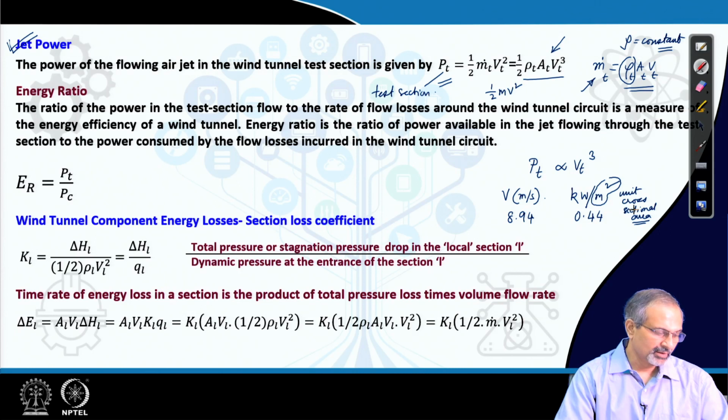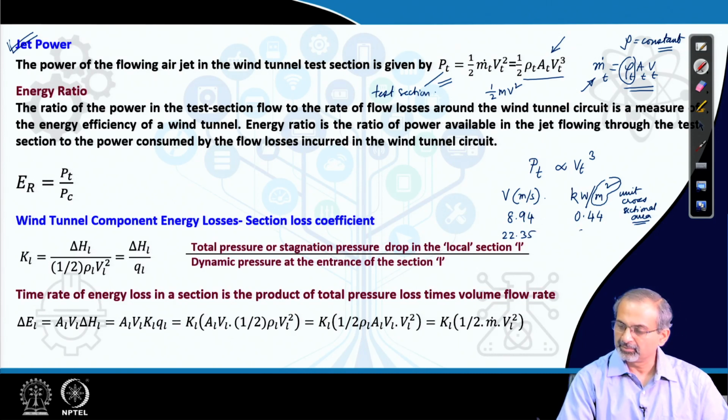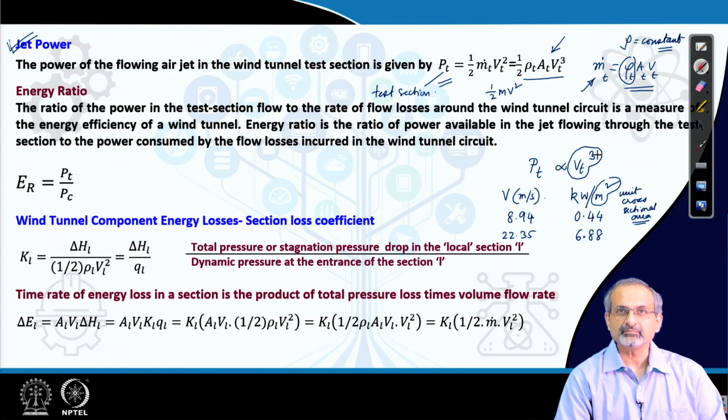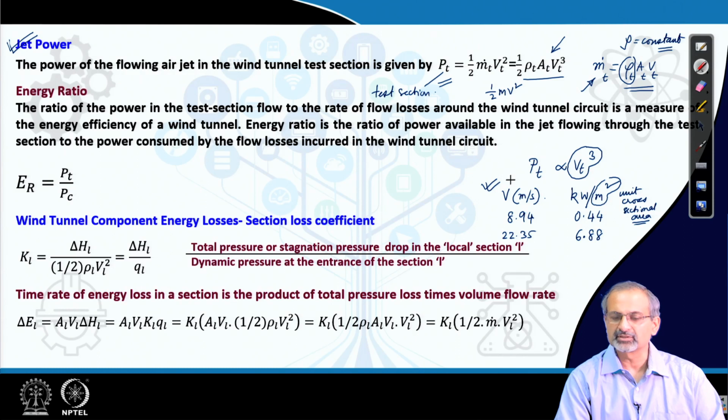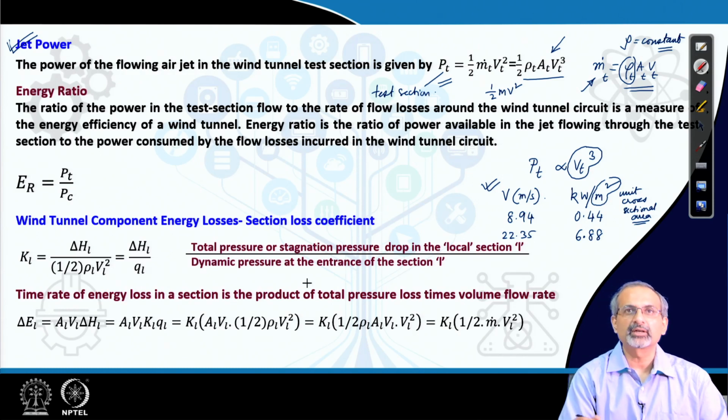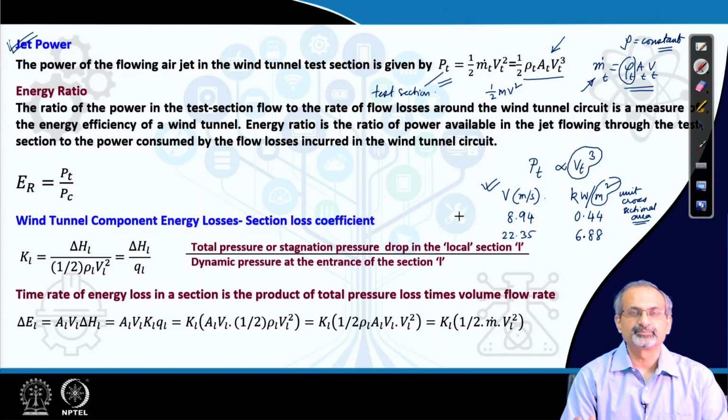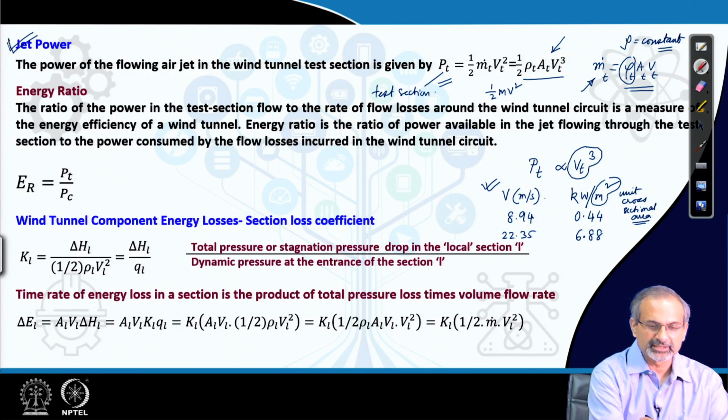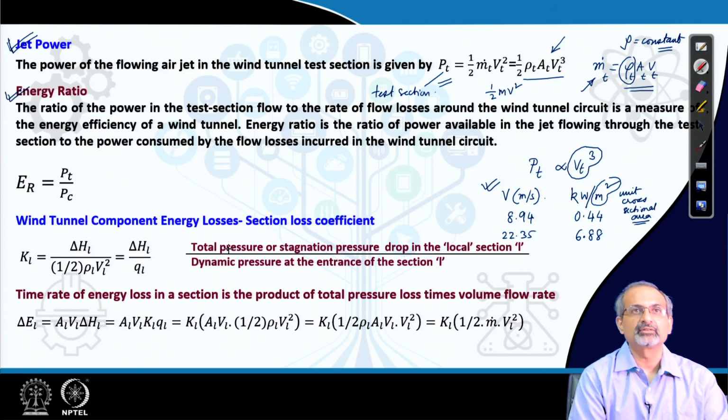Now, if you increase the speed to about 22.35 meters per second, then the power becomes many-fold more per meter square. It is happening because of the cubic variation with velocity. So, you can do similar calculations yourselves and see for yourselves how the power contained in the jet increases gradually, or rather quite rapidly, as the velocity in the test section increases. So, that is the concept related to jet power. Let us look at the next concept, energy ratio.